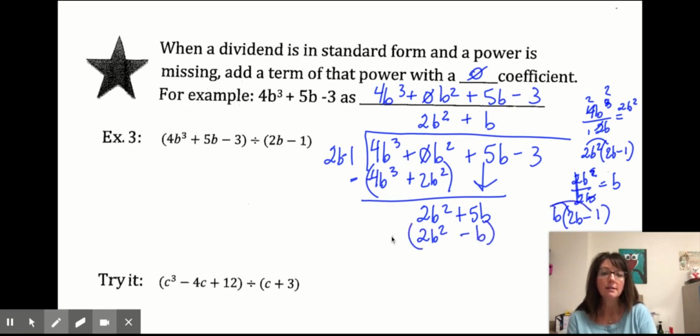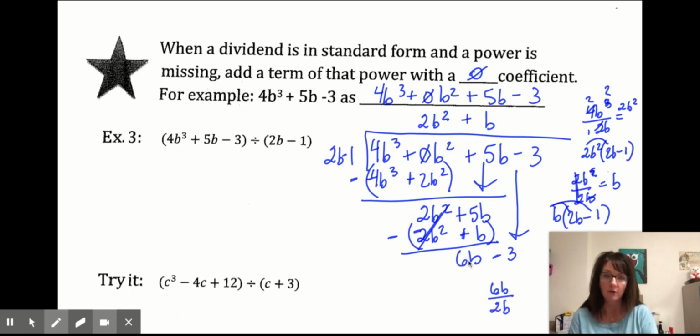And then we're going to subtract. Okay, so this becomes subtraction and this becomes addition. So this cancels out and we're left with 6b. And then we bring down this minus 3. All right, so now we're going to take 6b divided by 2b, because we're taking that first term into that first part. And this is going to become 3, right? Because the b's will cancel. All right, so we'll put that 3, it's a positive 3, up here.